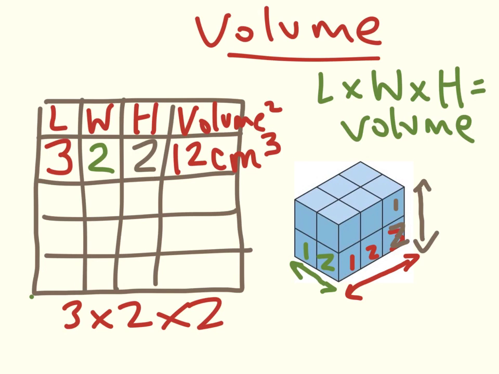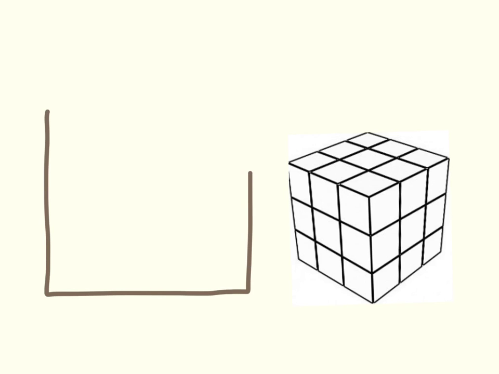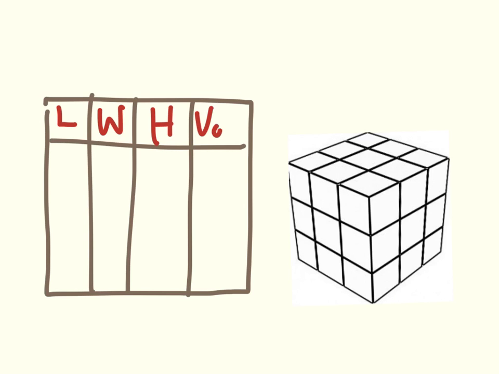Excellent. Let's try another example. Alright, so now we have another object to find the volume. I'm going to start by making the table with 4 columns. One column is the length, the width, the height, and the final column is the volume, which we always write cubed, not squared, cubed.